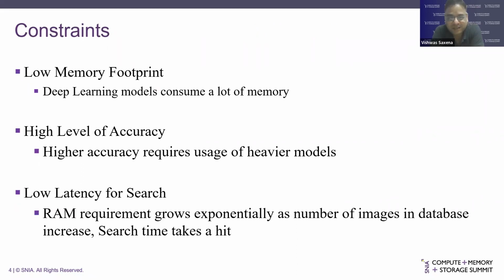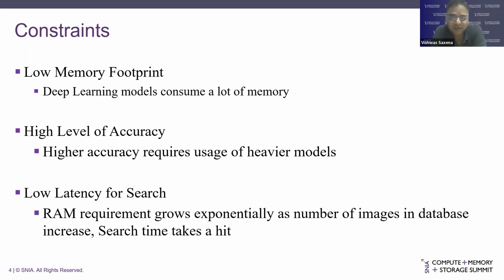Let's talk about the constraints. When we have to design a semantic image retrieval model which is unified inside an SSD, we have to think about a low memory footprint for the models, because most of the deep learning models consume a lot of memory. We have to think about a very high level of accuracy, because we can't really afford that the user query results in an image which is not really depicting the objects that the user is searching for. In short, it should not result in false positives.